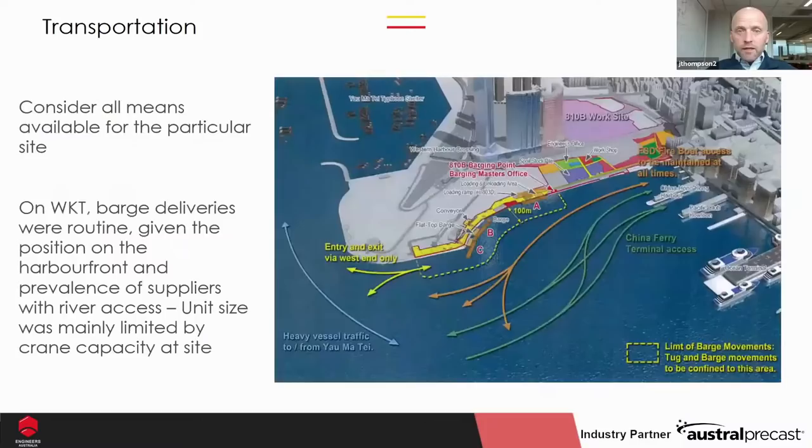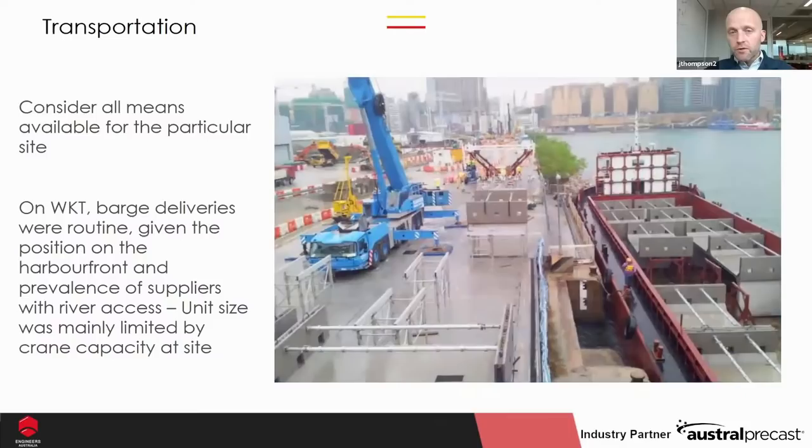That said, on West Kowloon Terminus, we were right next to the harbour. There was such a volume of excavated material coming out there. That was a necessity. 8,000 tonnes a day went out by barge. Luckily, that gave us a great opportunity to bring precast units in as well. So you need to look at the situation that you're faced with and what opportunity you can make of that. So that was great for us.